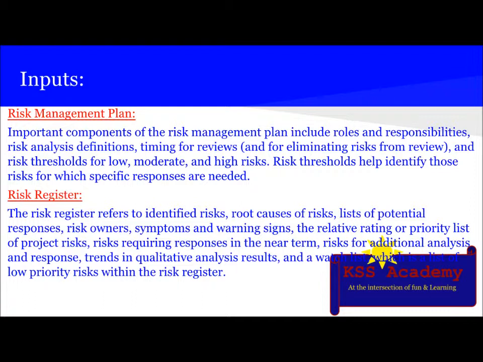The next input is the risk register, which refers to identified risks, root causes of risk, a list of potential responses, risk owners, symptoms, and warning signs. The relative rating or priority list of project risks requiring responses in the near term, risks for additional analysis and responses, trends in qualitative analysis results, and the watch list, which is a list of low priority risks within the risk register.